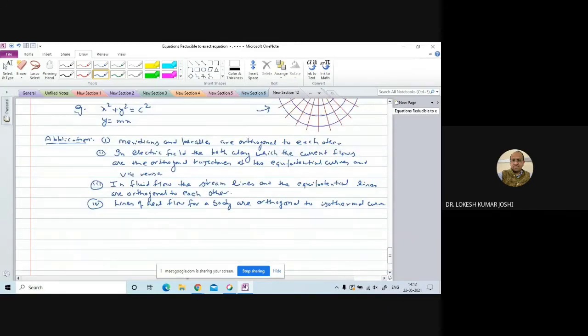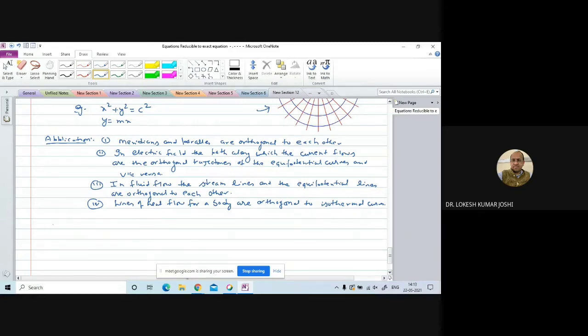Now, the question comes: how can we find the orthogonal trajectory of some curve? Suppose one curve is given, say x square plus y square equals c square, and someone asks me to find the orthogonal trajectory of this curve. How can we find it? We just use a very simple concept of differential equations and the concept of perpendicularity of two curves.